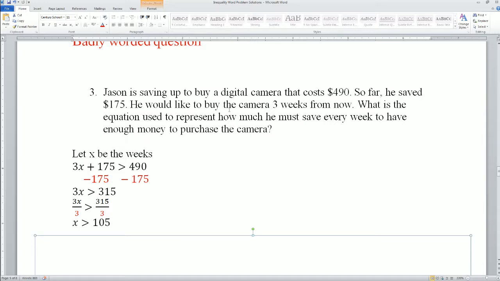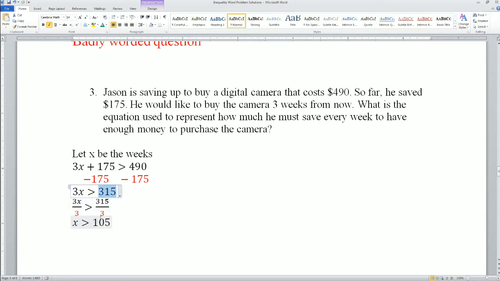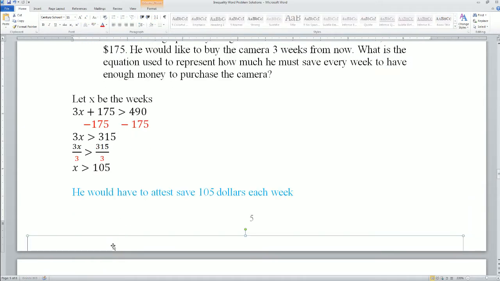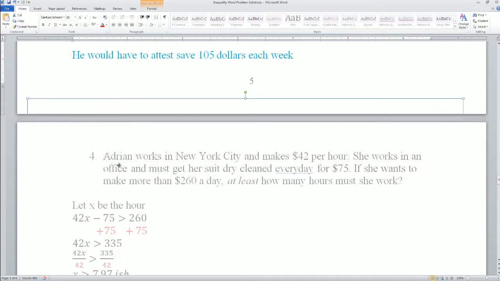In our case, I let x be the weeks. So 3x, because there are 3 weeks, plus $175 is greater than 490. I subtract $175, so in 3 weeks right here, he has to make at least $315. So divide by 3 to get it in 1 week. So in 1 week, he would have to save at least $105 each week. All right, let's look at the next one.